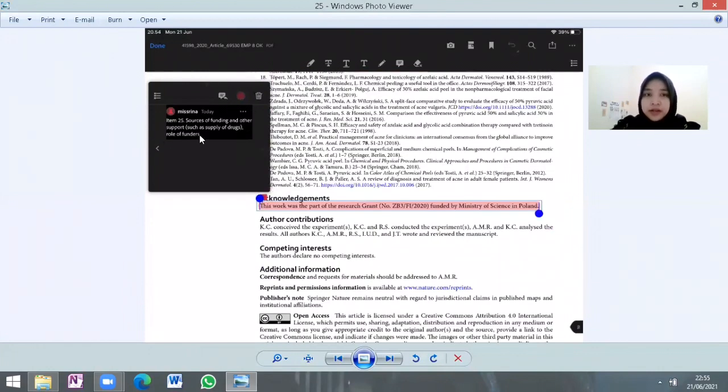Finally, we are already at our last item, item number 25, source of funding and other support, such as supply of drugs and role of funders. In this article, it is also reported on page 8. This work was part of the research grant number ZP3/FI/2020, funded by the Ministry of Science in Poland. So that's all for the CONSORT checklist of information to include when reporting a randomized trial for this article.